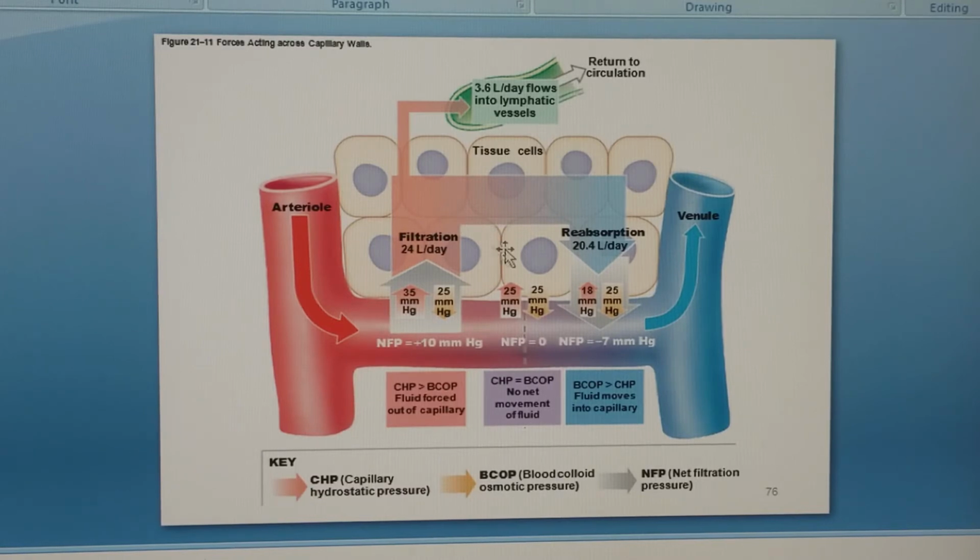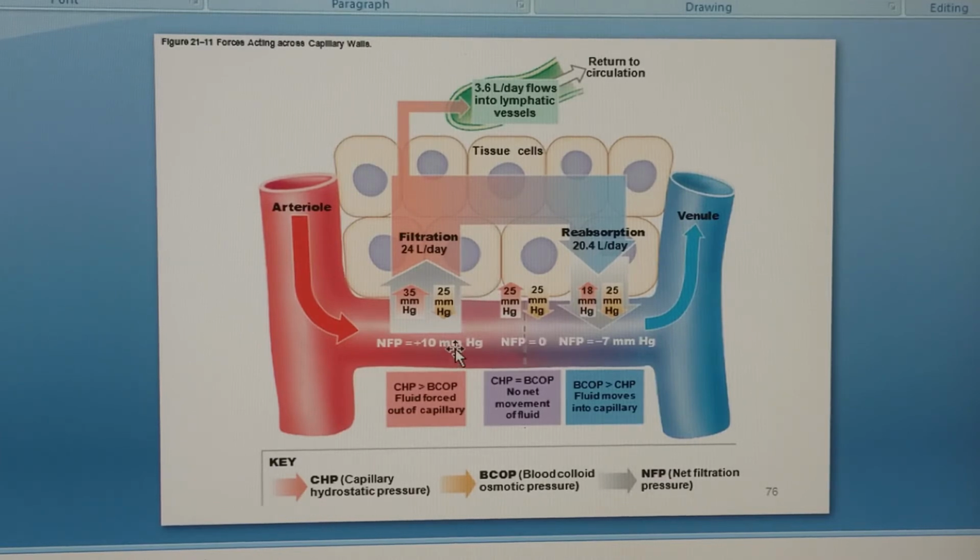Whereas if we come over here, we see an example where our hydrostatic pressure is 18 millimeters of mercury and our osmotic pressure is 25 millimeters of mercury. We've got a difference of -7, meaning that our osmotic pressure is greater than our hydrostatic pressure. Therefore, things are going to move back into the capillary from the interstitial fluid.